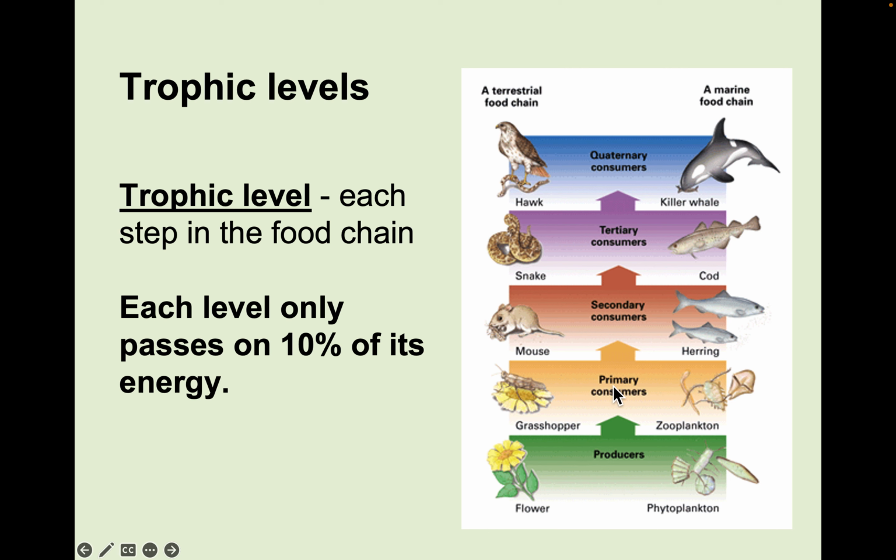Then primary means first, so first consumers eat the plant. And then there's second consumers, and third consumers, and fourth consumers. So energy is getting passed up this. Energy gets passed from the plant to the primary, to the secondary, to the tertiary. But we need energy to do stuff. So only 10% of energy actually gets passed on to the next level. And what that means is you can only have so many levels because energy is going to run out.